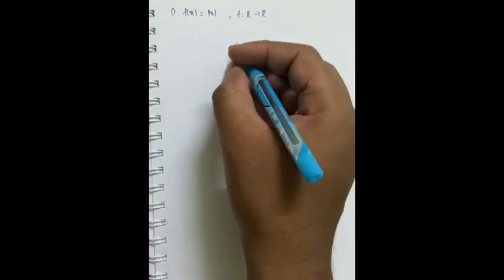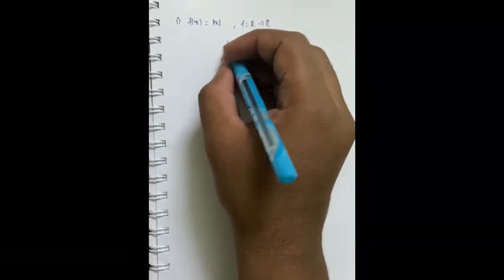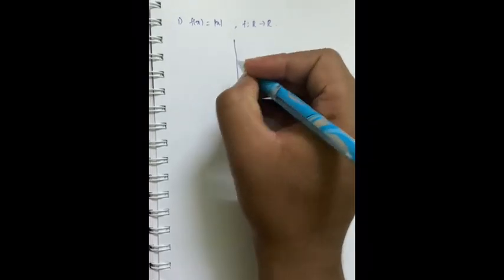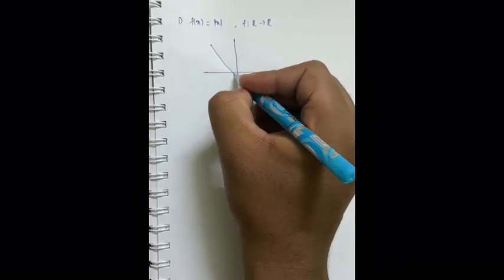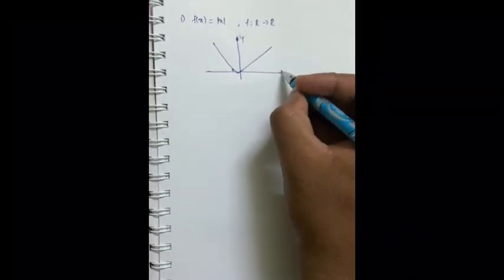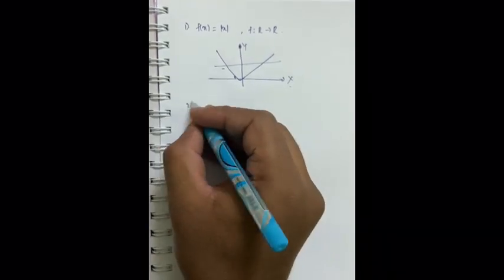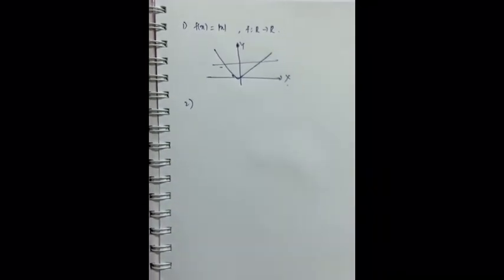So is this function 1-1 or not? Okay, so that is what we have to find. I think the graph is very simple in this case. So this is the mod x graph. A horizontal line intersects at more than one point, so it is not 1-1. Okay.